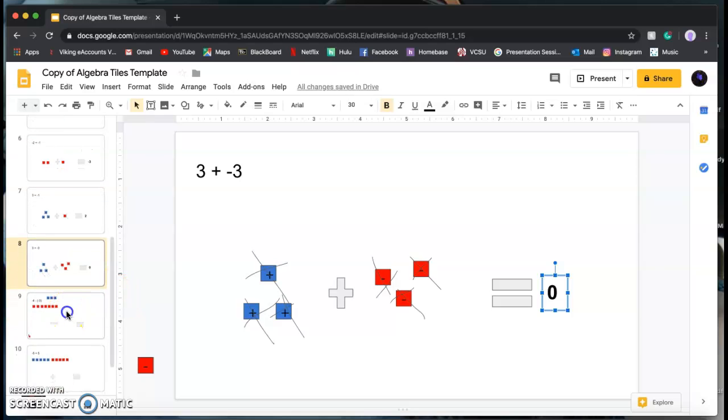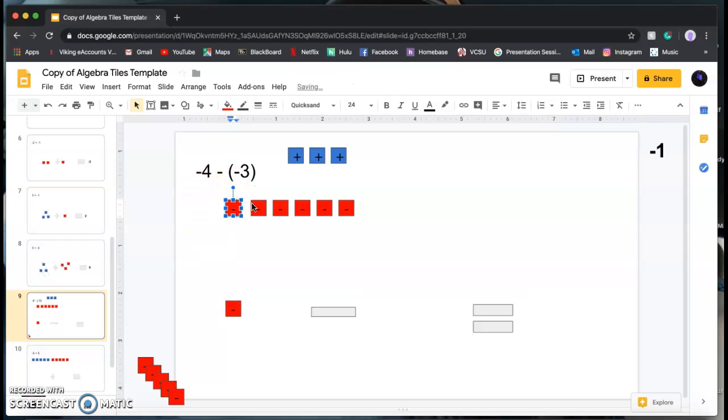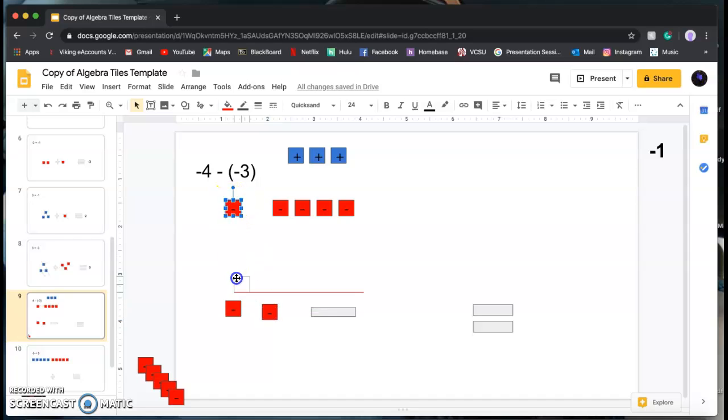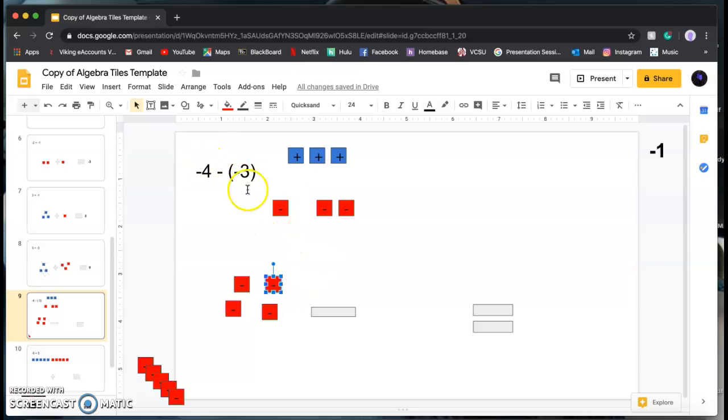Next question is -4 minus -3. So what I first need is 4 negative units. Alright, so I have 4 negative units, and now it would be minus -3.